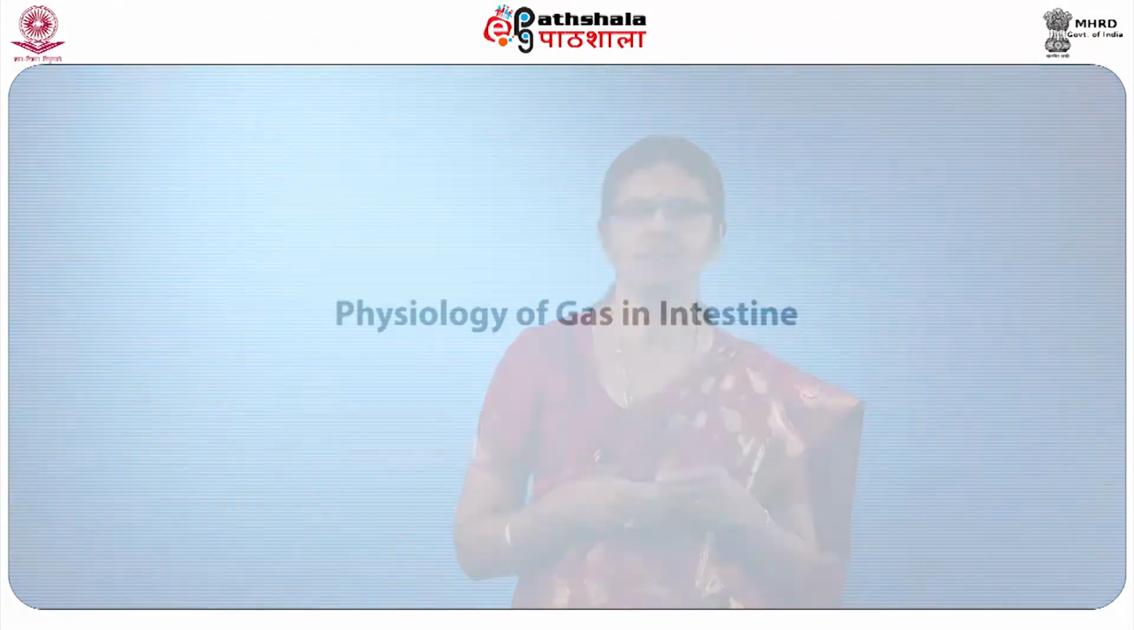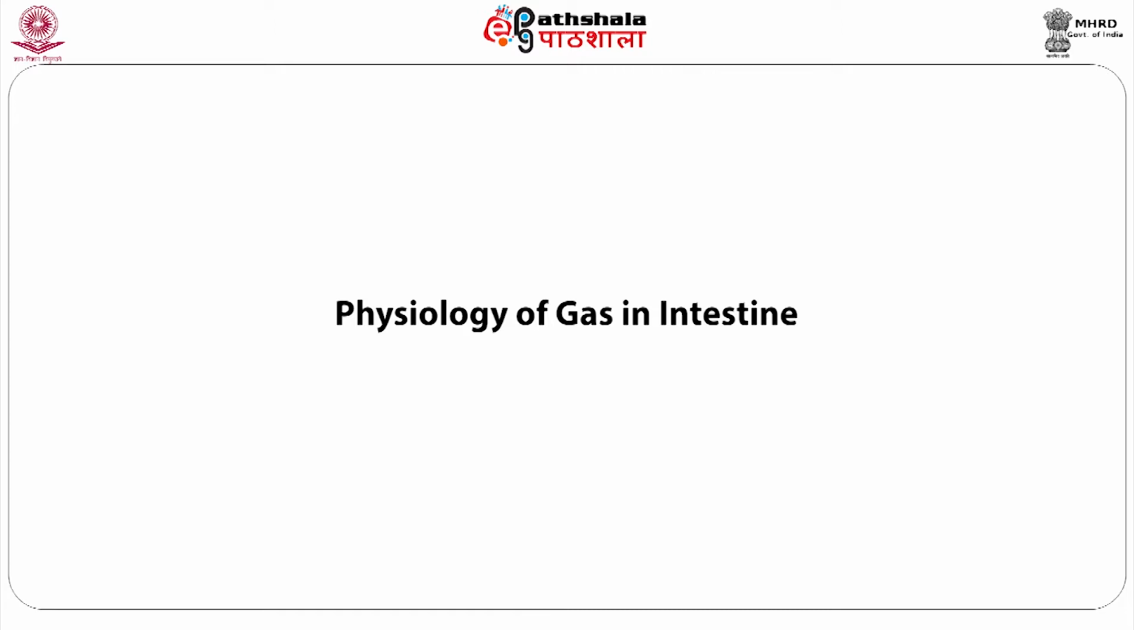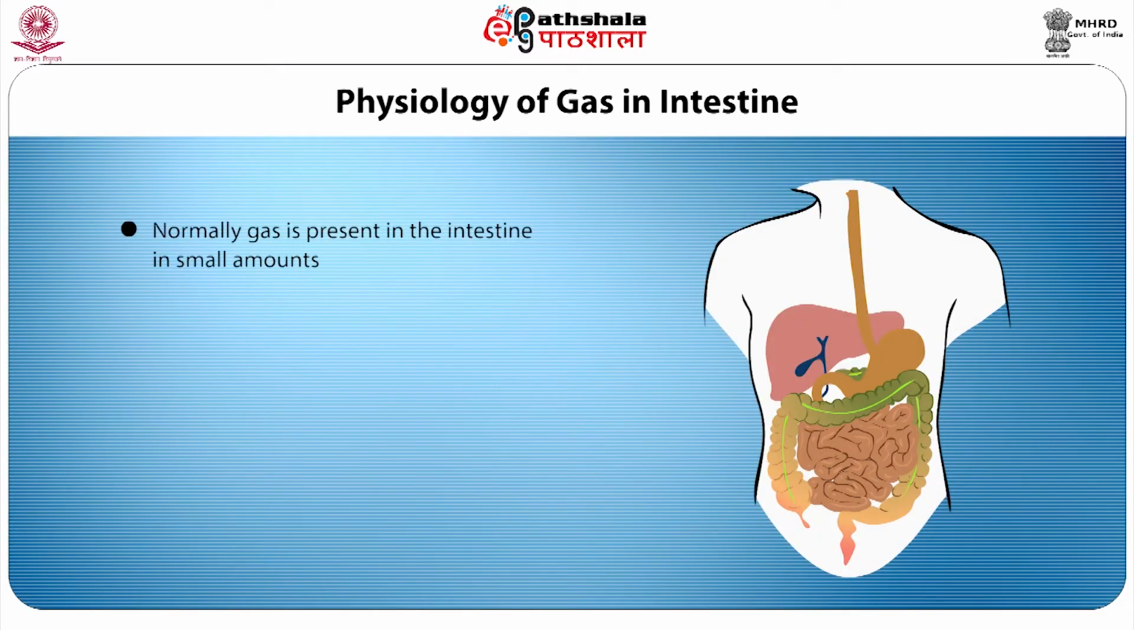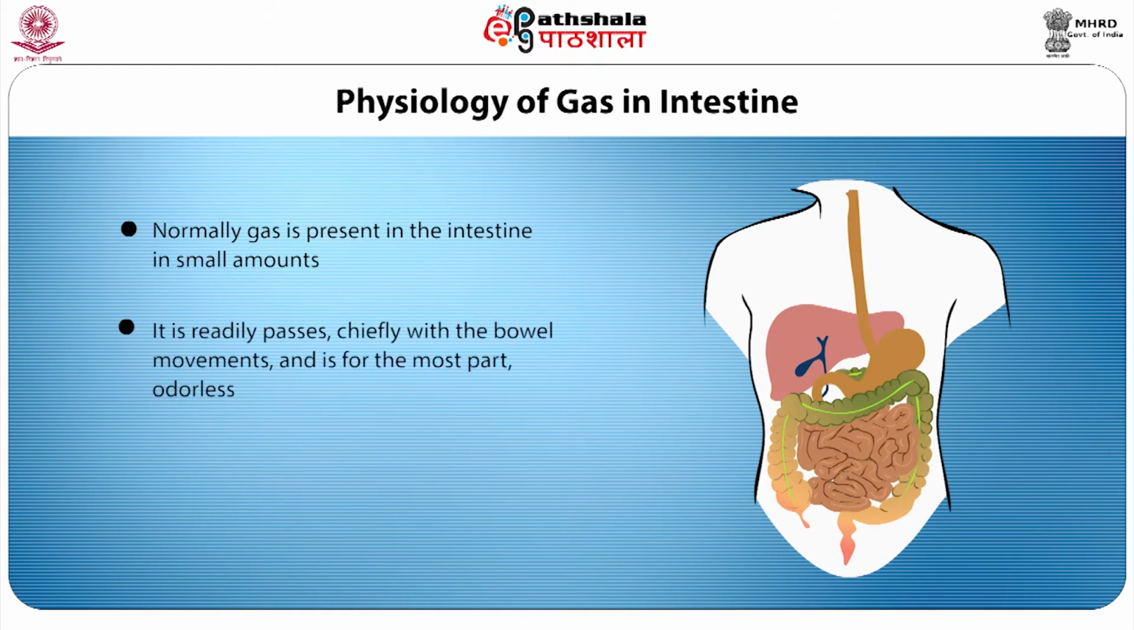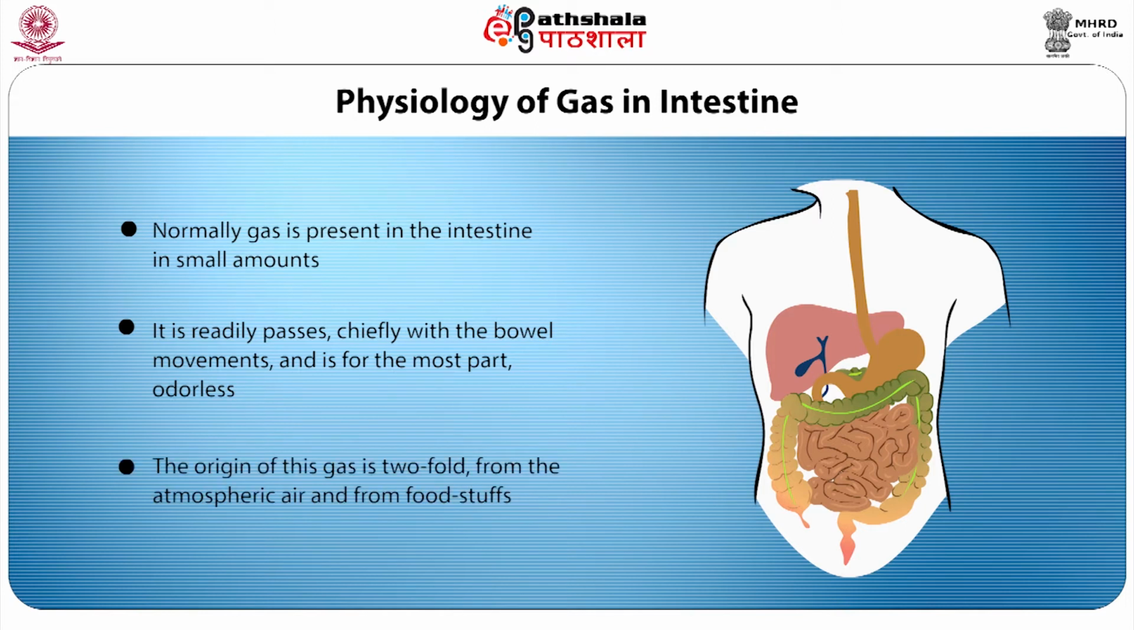Now shall we note the physiology of gas in intestine? Normally, gas is present in the intestine in small amounts. It readily passes, chiefly with the bowel movements, and is normally odorless. The origin of this gas is twofold, from the atmospheric air and from the foodstuffs.